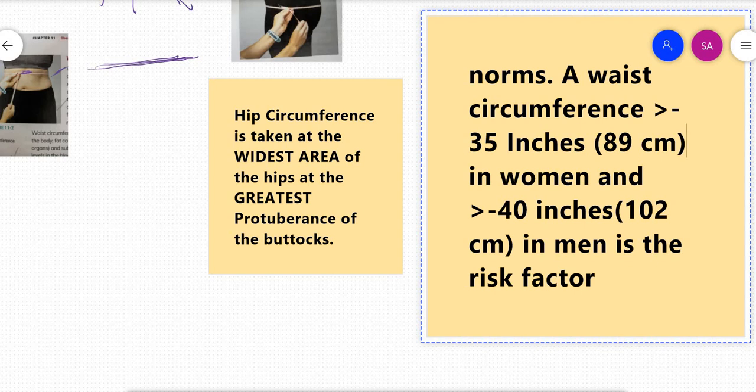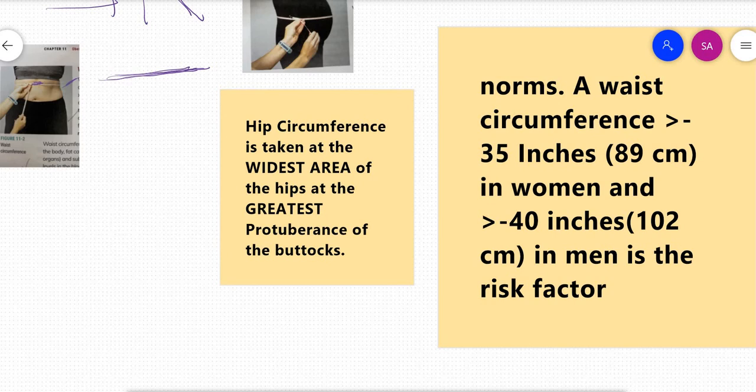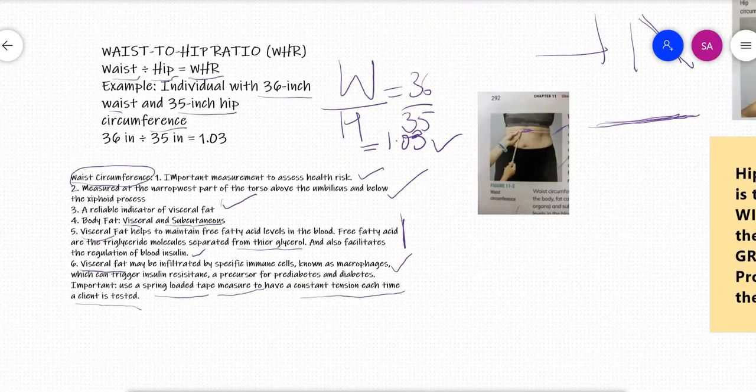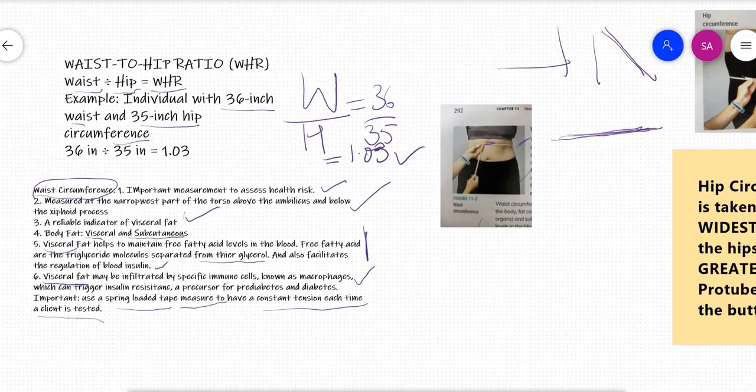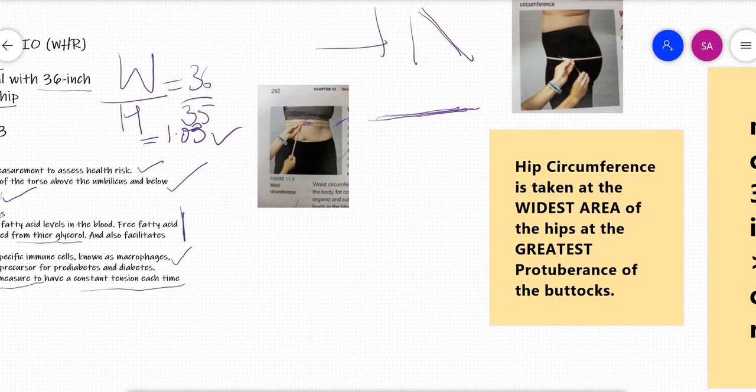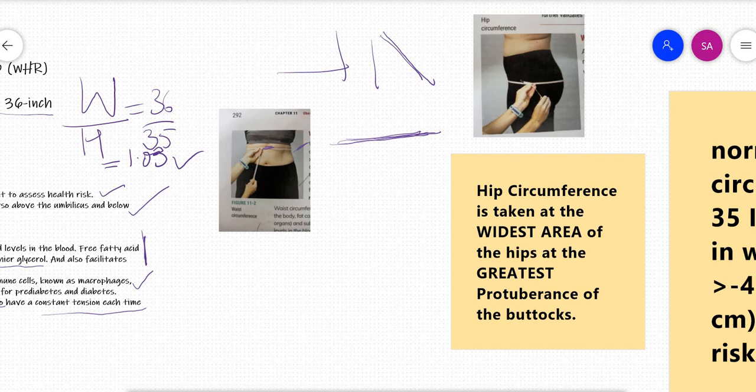So I hope this makes the important concept of waist to hip ratio very clear to you. We can repeat it again if you want. Waist to hip ratio is calculated by just dividing the waist circumference by the hip circumference, as I have calculated here. And these are the important things which you should know about how waist circumference is measured, and how hip circumference is measured. This you should be clear. If you just keep these pictures in your mind, you can easily remember also.